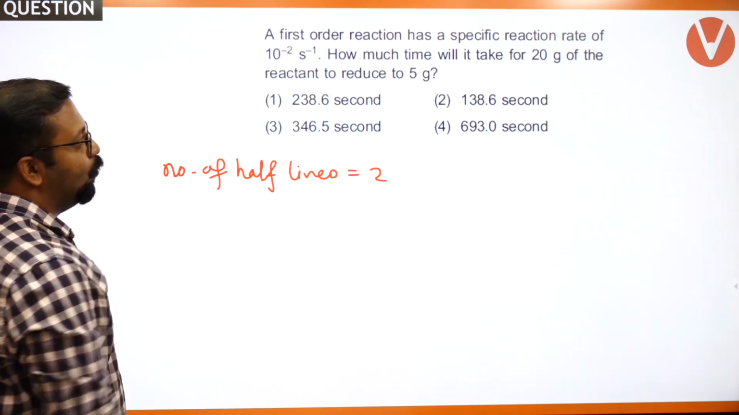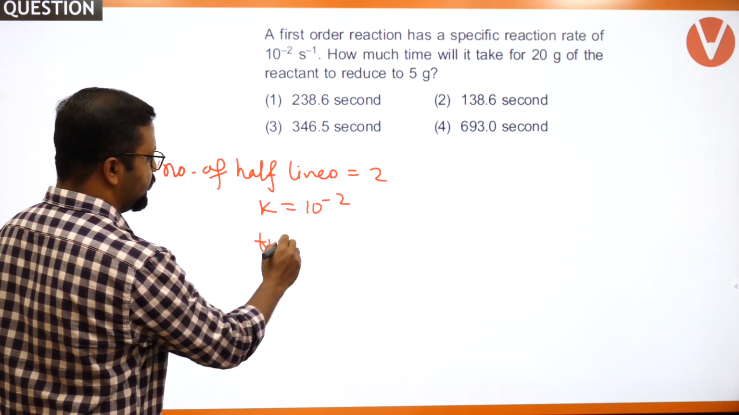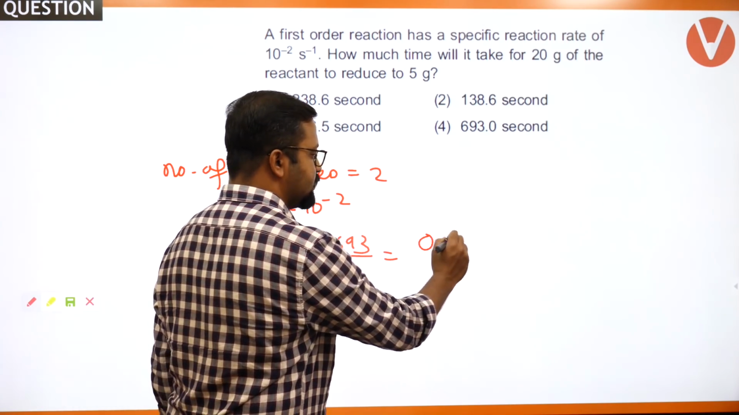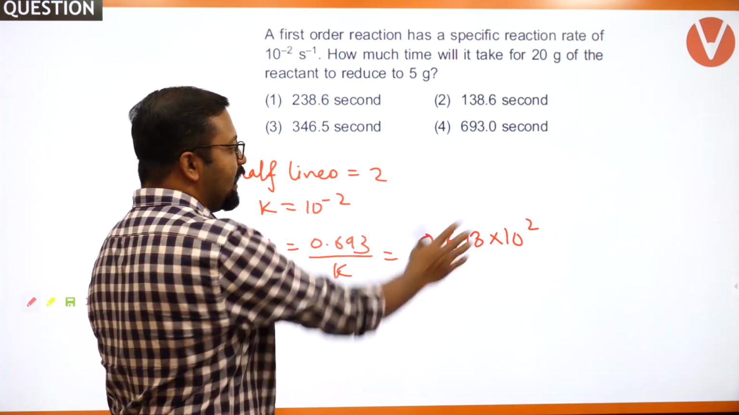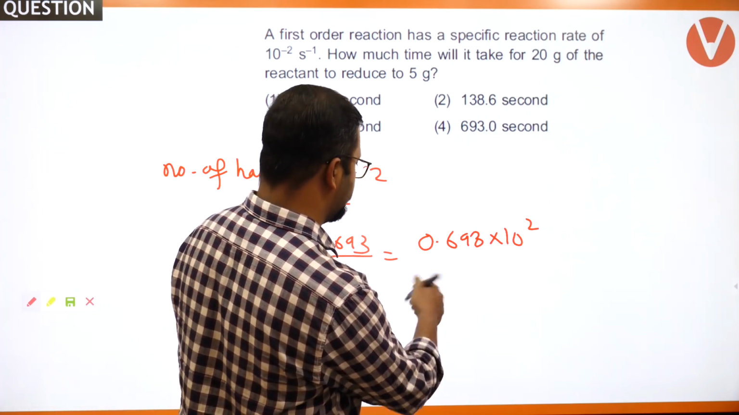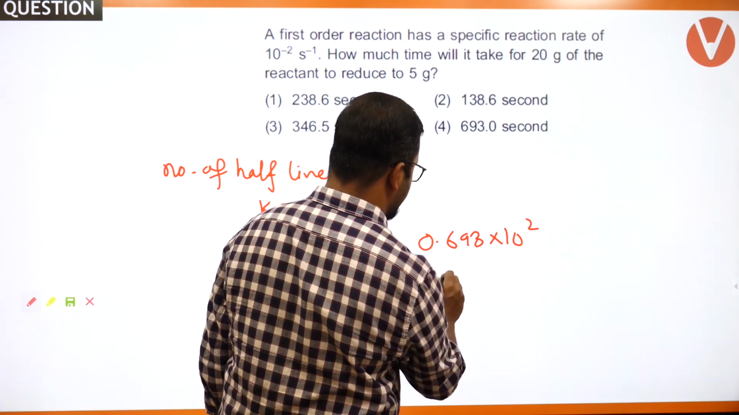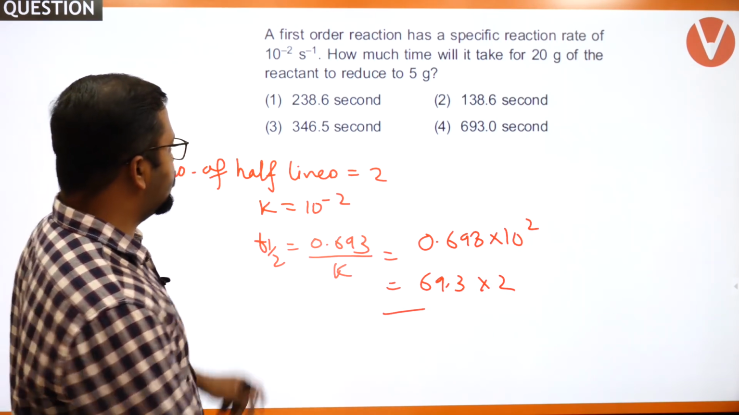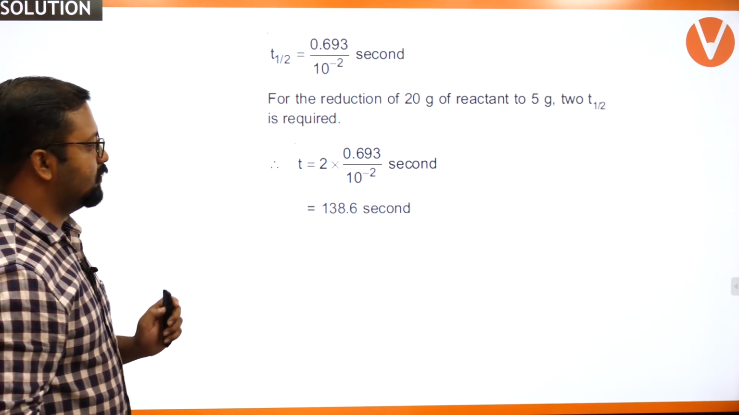Okay. What is the specific reaction rate constant? K is given as 10 raised to minus 2. Also I know that T half is 0.693 by K, which is 0.693 times 10 raised to 2. That is T half. Multiplied with 2 will give us the right answer. So it will turn out to be how much? 69.3 times 2. That will be 138.6. Right answer should be 2. Very easy question. 138.6.